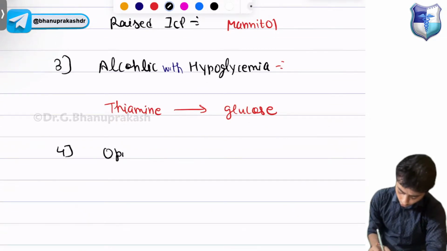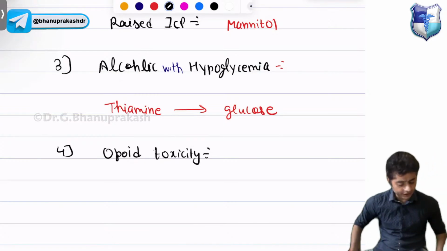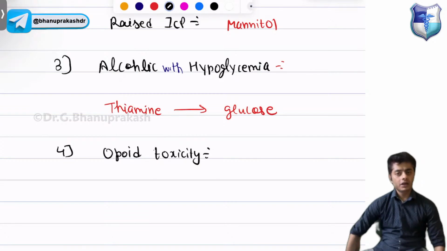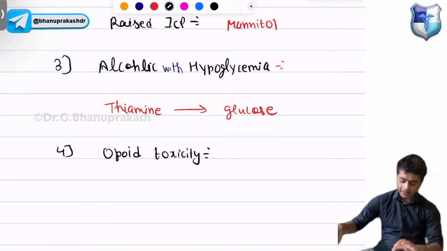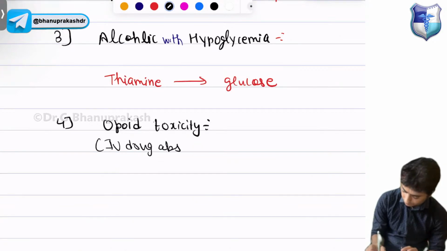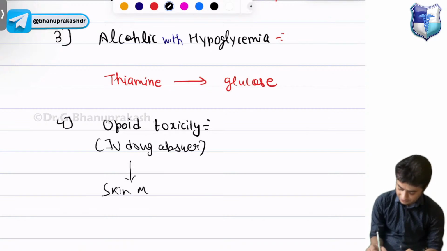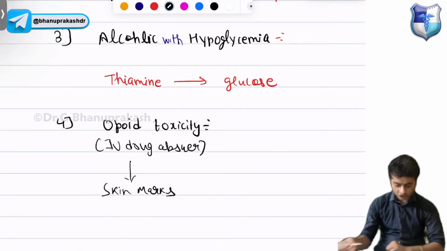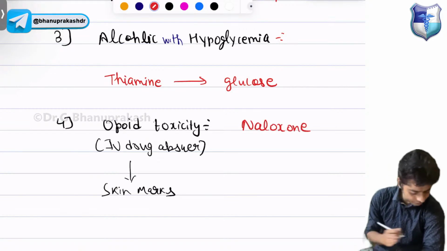Next is opioid toxicity. So what drug will you give in opioid toxicity? Anyone in the comment section? A patient is coming in a comatose state and someone is saying that this patient generally does opioid, and he is an IV drug abuser also. The patient is an IV drug abuser, there are skin marks. Naloxone, very good. You will give naloxone. Okay.